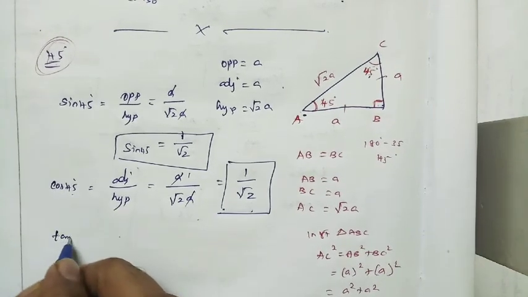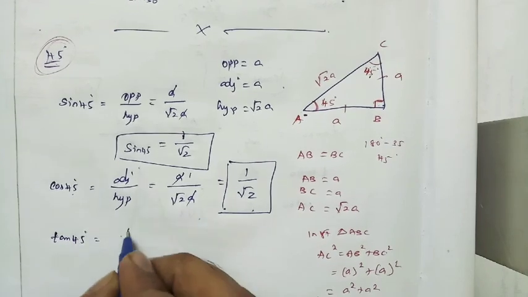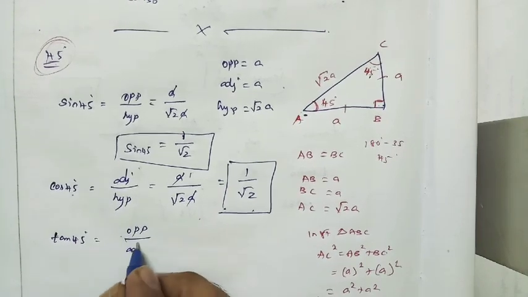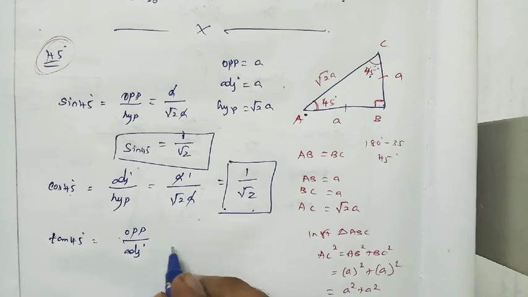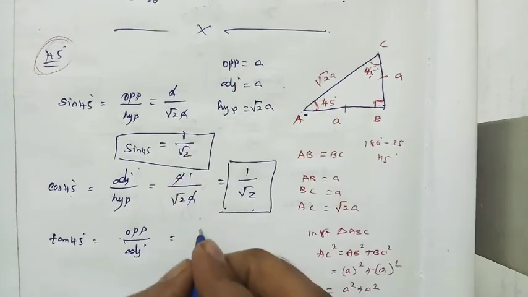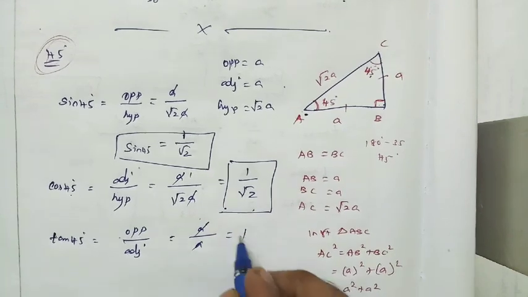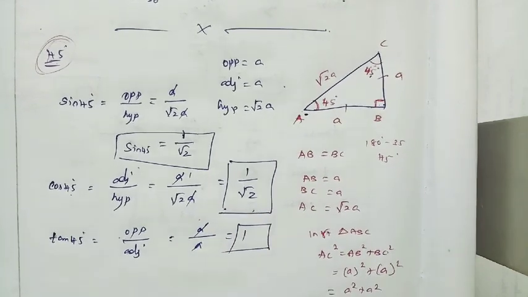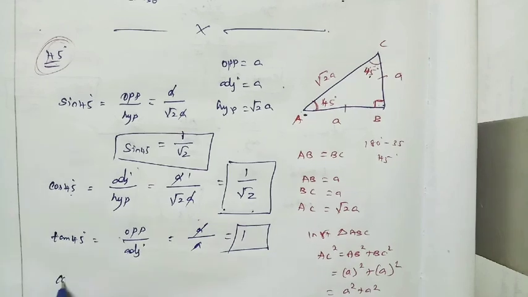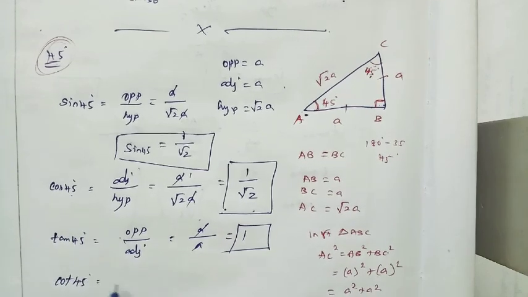Next, tan 45 degree. Tan 45 degree is nothing but opposite side divided by adjacent side. What is the opposite side? A. A divided by A. A will get cancelled, it is equal to 1. So tan 45 degree is equal to 1. Understood?